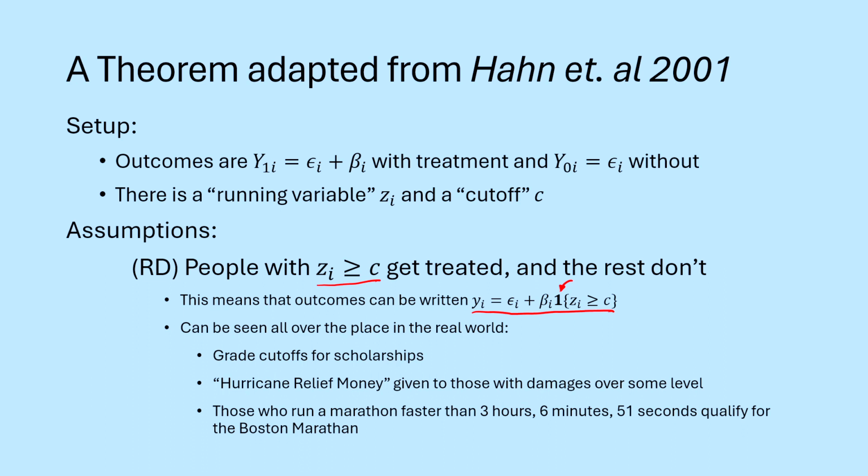You might see places where hurricane relief money is given to those with damages to their home over some level. Or in sports, if people run a marathon faster than 3 hours, 6 minutes, 51 seconds, they qualify for the Boston Marathon. Especially if you don't have some kind of clock standing up so people are super aware of their time. A person who just barely doesn't make that cutoff versus a person who does probably is about a similar level of athlete. But there's going to be a big difference in terms of whether or not they qualify for this higher level marathon. So that is the basic setup of a regression discontinuity design.